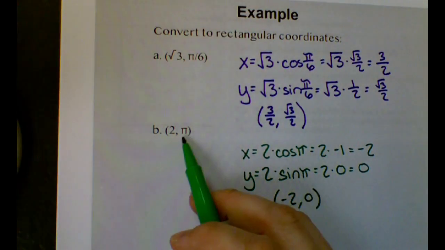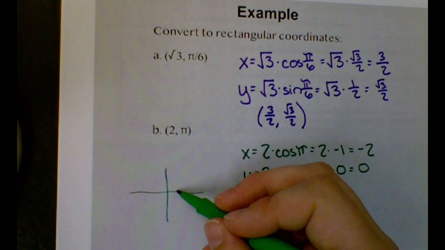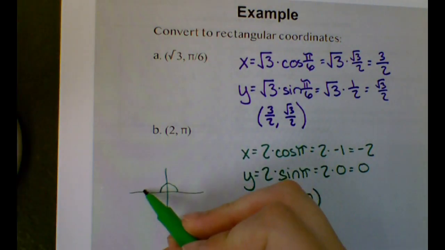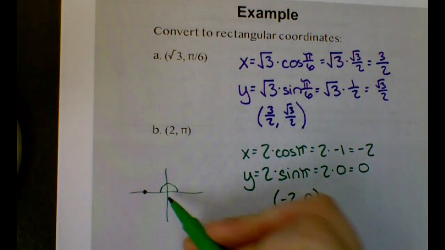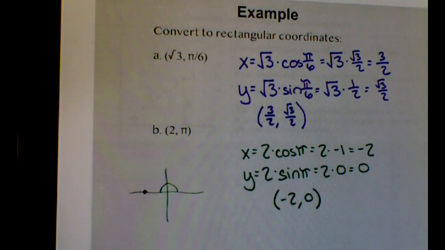Well, if I think about that, an angle of pi is all the way over here. A radius of +2 goes out there. Hey, look, the point -2, 0 makes sense.